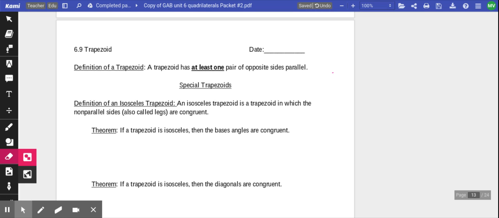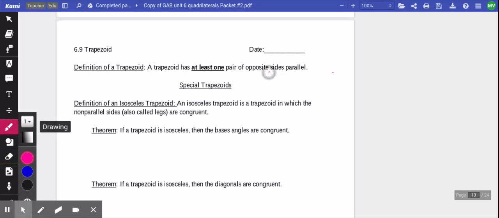Hello everyone. Today we're going to continue our quadrilateral discussion and we're going to discuss trapezoids. Definition: a trapezoid has at least one pair of parallel sides. So that means that a parallelogram, rectangle, rhombus, and square are special trapezoids.